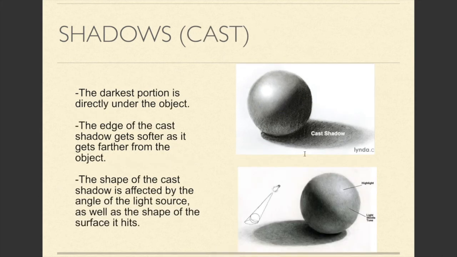Now within the cast shadow, the darkest section is right beneath the object, right here. Then it gets lighter farther away from the object, as well as the shadow becoming softer. The edge becomes softer the farther away from the object. The shape of the shadow is affected by the direction of the light. If the light's directly above the object, you're going to get a small little shadow below it. If the light's over here, it's going to cast a longer shadow.